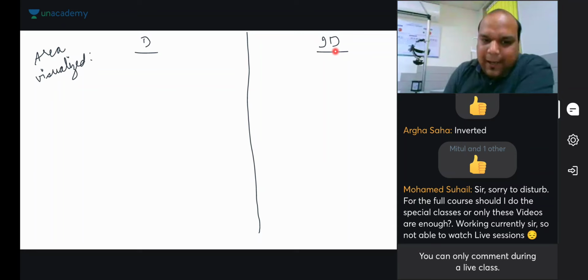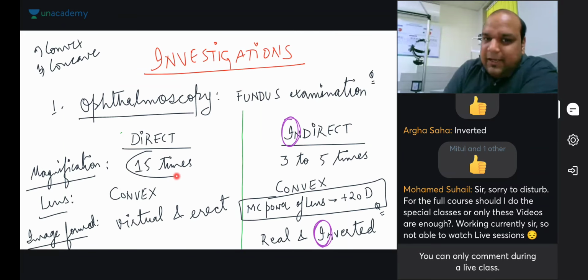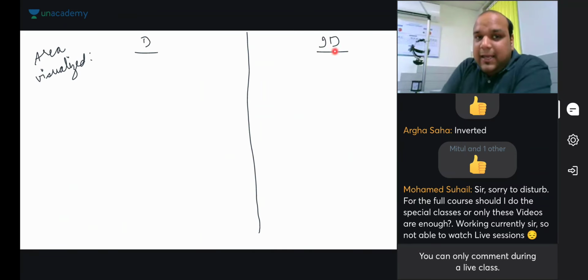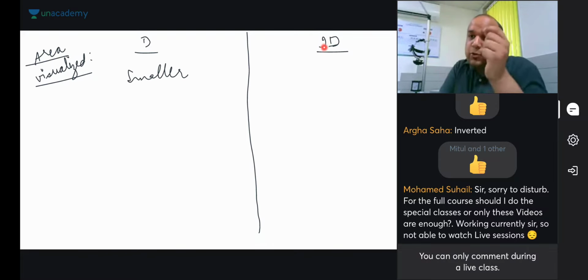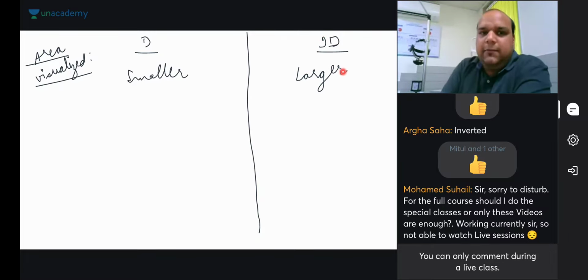So now we go back. In direct ophthalmoscopy, the magnification is 15 times. That means the magnification is high. If the magnification is high, the area visualized will be smaller. But in indirect ophthalmoscopy, the magnification was only 3 to 5 times. That means the magnification is small. For the small magnification, the area visualized will be larger.